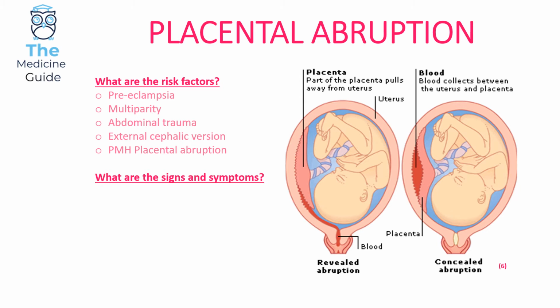Now, in terms of risk factors, preeclampsia, multiparity, so that's where a woman has had multiple pregnancies, abdominal trauma, an ECV, so an external cephalic version, and past medical history of placental abruption cause a woman to be at greater risk of developing a placental abruption. An example of abdominal trauma could be a road traffic accident, which induces a degree of assault, and therefore that's a risk factor for placental abruption.